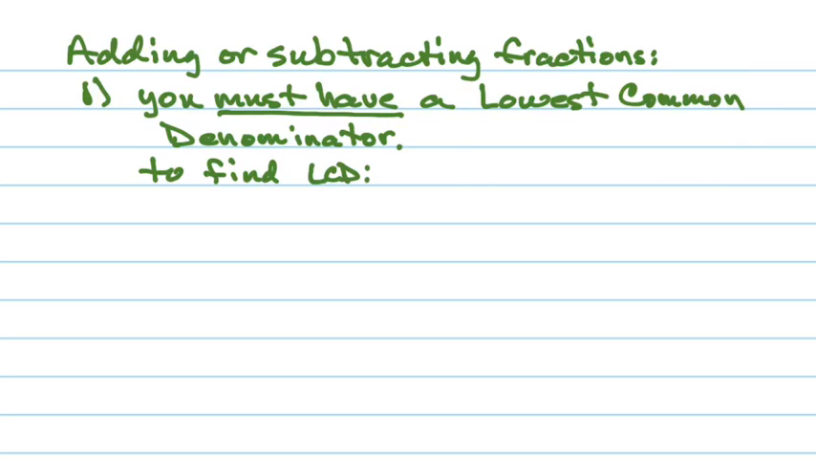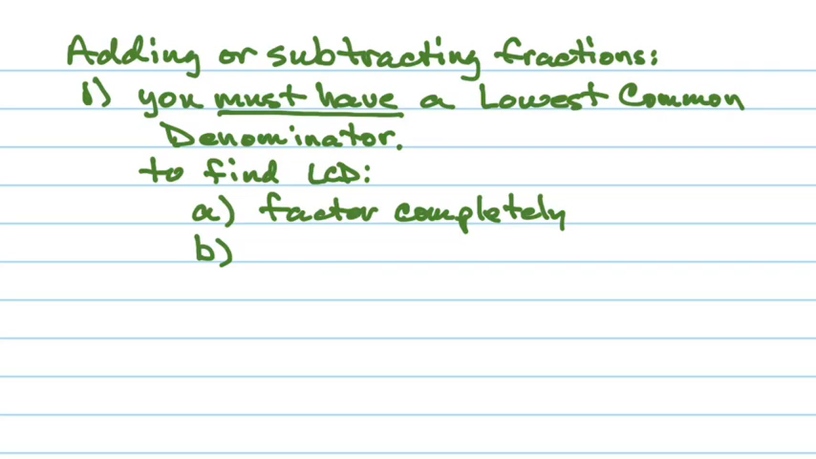To find the LCD, the first step is to factor completely. Remember that these are simple fractions, but as we move forward, they're going to become more complex. So in order to find the LCD, you have to know what the factors are. If it's not factored, you must factor it. Then find the lowest possible combination of those factors that still has every factor in it. You can do it any way you want to. It makes no difference to me.